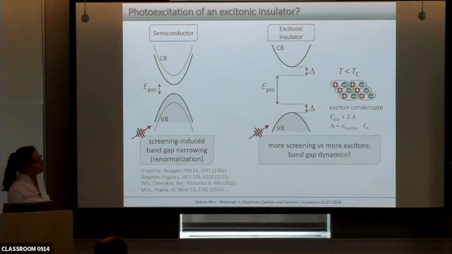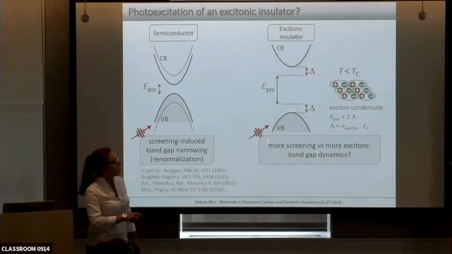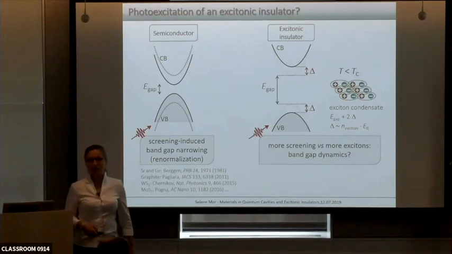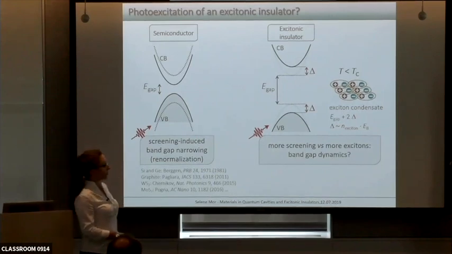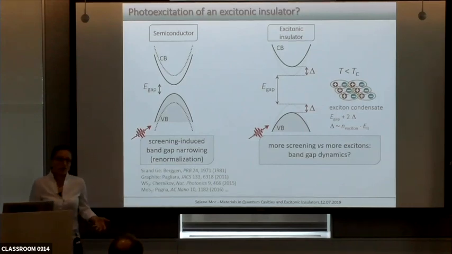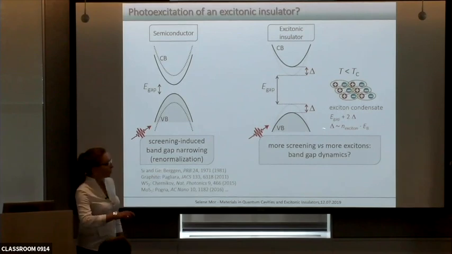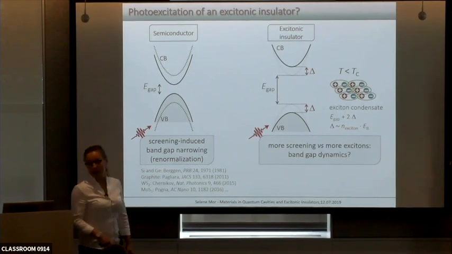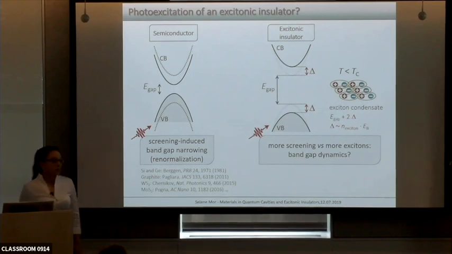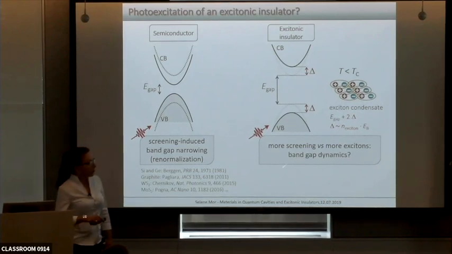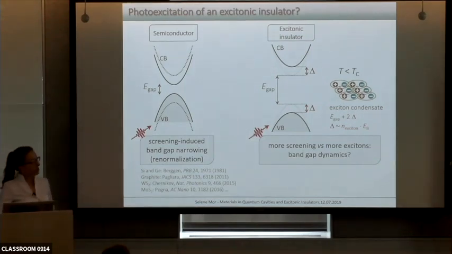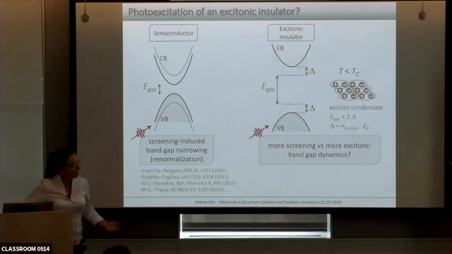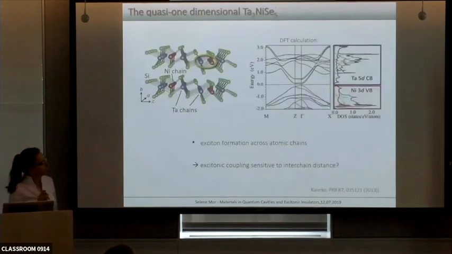Now, upon photoexcitation of an excitonic insulator, we might expect some sort of screening-enhanced dynamics going on, because of course free carriers are injected in the system upon photon absorption, but photon absorption will also create further excitons in the system, and the question arises whether these excitons might contribute to the order parameter or the density of the condensate and somehow affect the electronic band gap in the opposite way. So our question was: what is the ultrafast dynamics of an excitonic insulator? And I will show you how tantalum nickel selenide, in our opinion, allowed us to address this question.